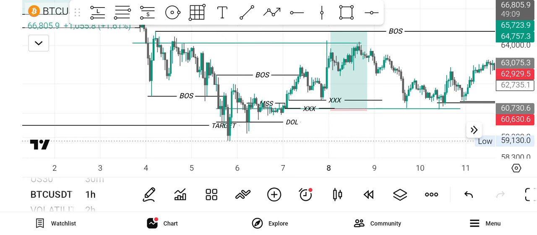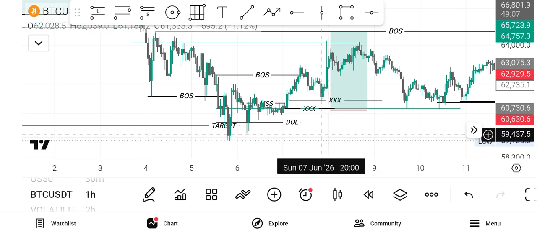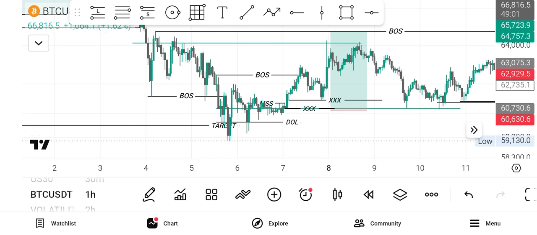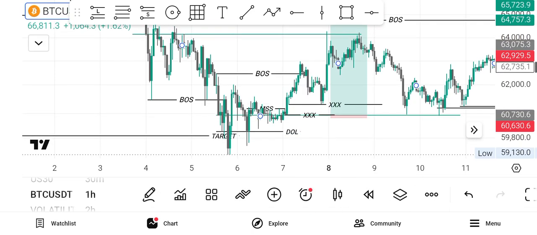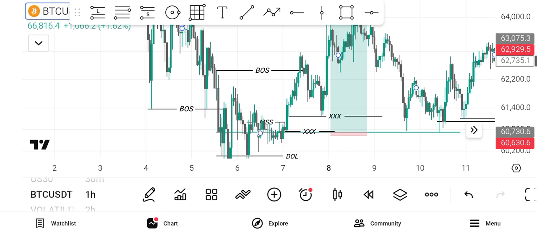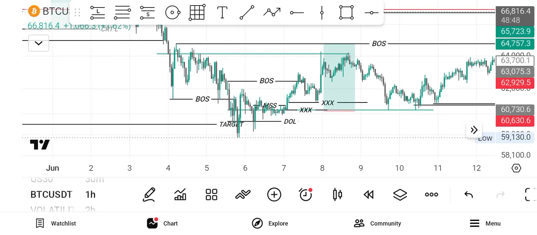You can actually see this was a Monday 00. You can see my time. Monday 00, that is 12 p.m. I actually set up this setup, which is a 40 RR trade, right? So this was what it did. The trade came and did what it wanted to do. I was just targeting here as my closest liquidity.